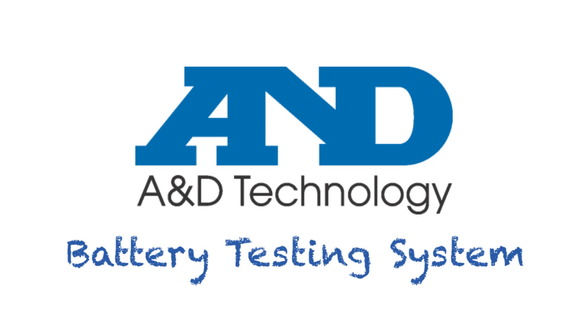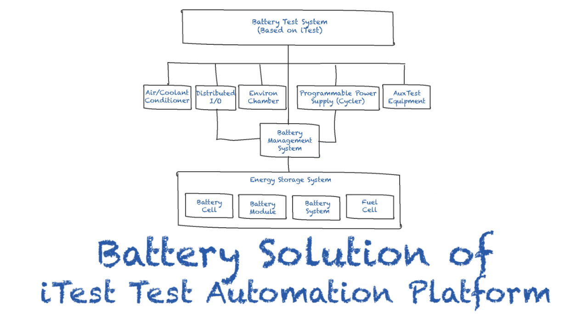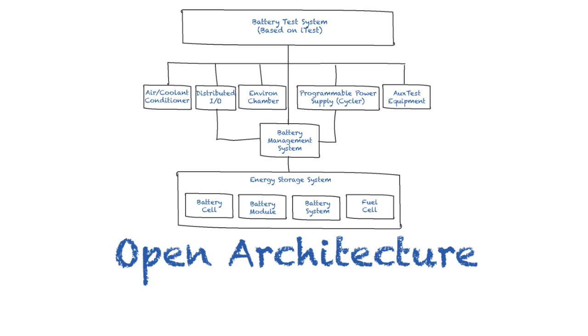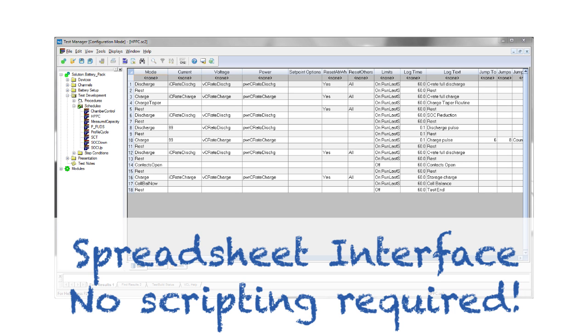A&D's battery testing system, BTS, makes battery testing easy. BTS is the battery system solution from A&D's iTest test automation platform. The open architecture allows for integration of third-party devices, such as programmable power supplies and climatic chambers, and the spreadsheet-style interface means that there's no scripting language to learn.